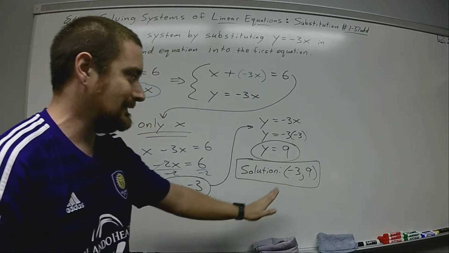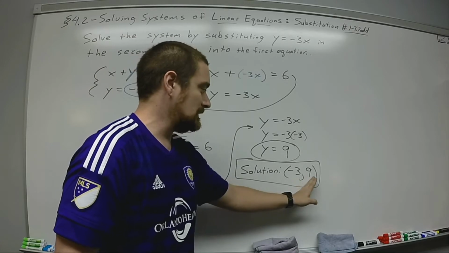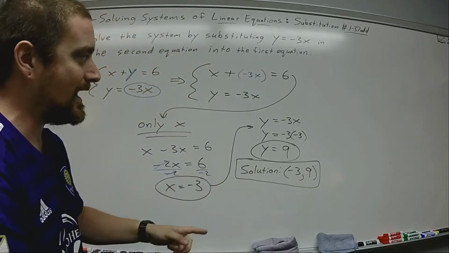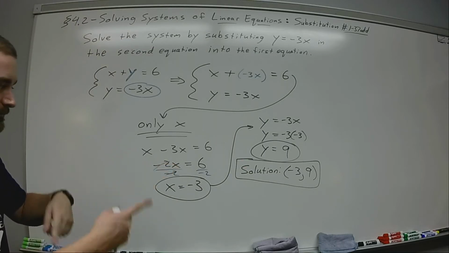All right, the point 9, negative 3 does not solve this system. The point negative 3, 9 would solve this system. If we were to graph both these equations, we want that ordered pair, not vice versa.